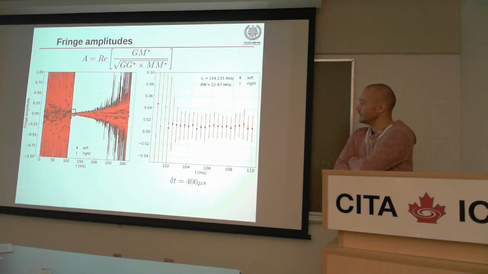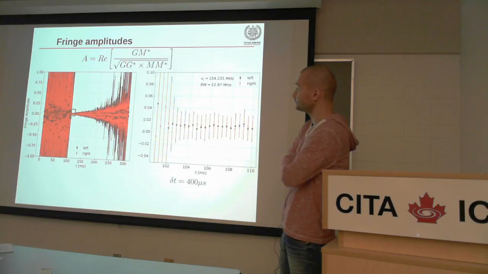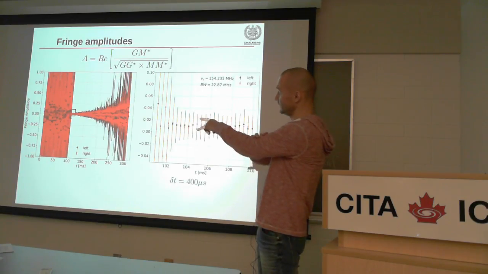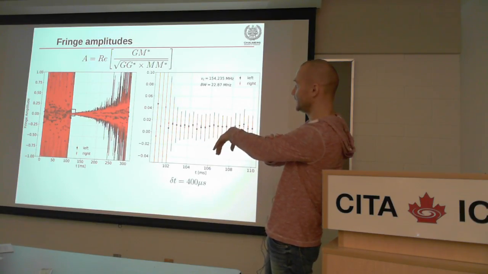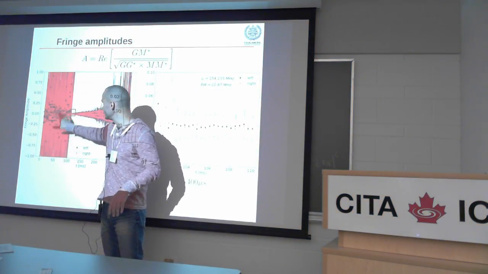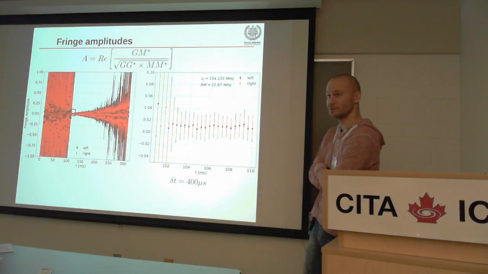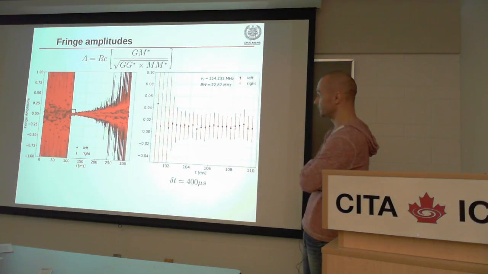And so these are then the fringe amplitudes we find. On the left plot, you see the whole about 300 milliseconds of data. This is where the pulse comes in. This is pre-pulse, and this is just so crazy because we're removing the baselines and dividing small numbers by even smaller numbers. So this is a bit unstable.